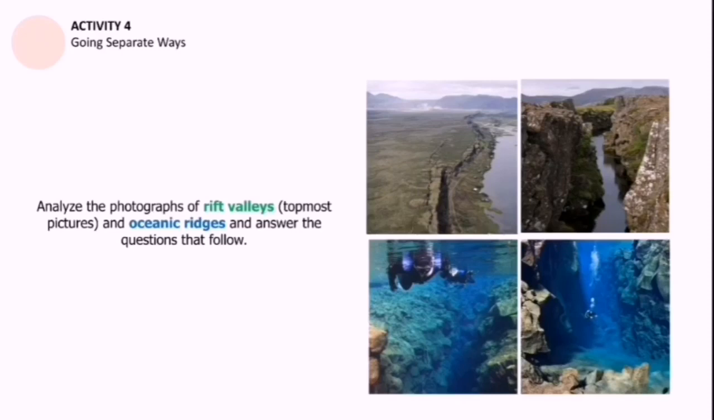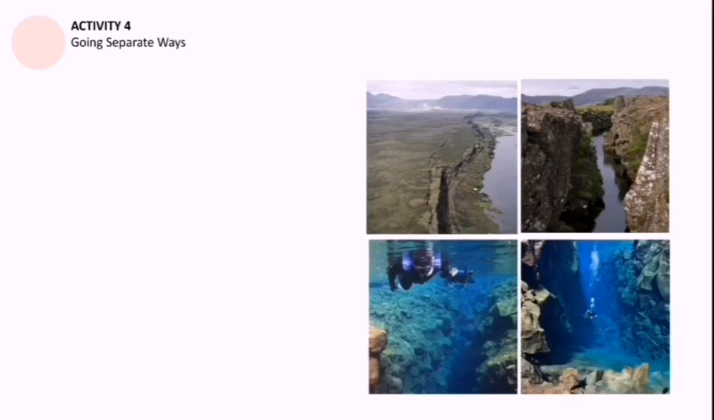So yeah, you call those upper pictures, the topmost pictures, rift valleys, okay? Whereas the lower two photos, you call them oceanic ridges. Okay, you call it rift valley because it's above the ocean. You can go ahead with that definition. And then oceanic ridges because they're underwater. Okay, so answer the questions that will follow.